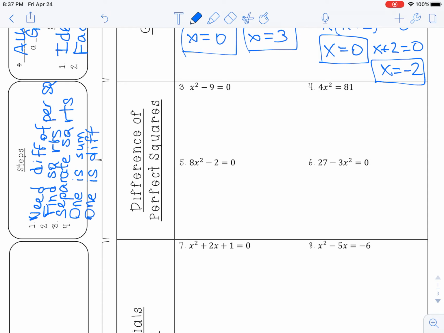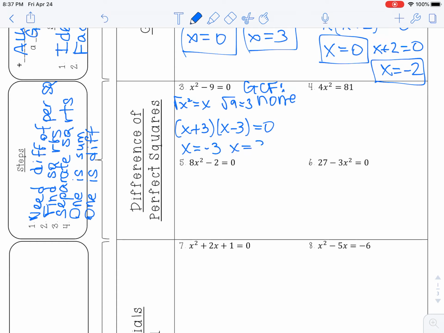So here, the first one, there's no GCF. Take the square root of x squared, the square root of 9, and you get then x plus 3, x minus 3. Set each of them equal to 0. You get x equals negative 3, x equals positive 3.